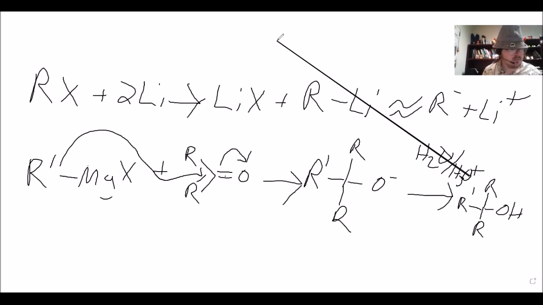So a ketone will form a tertiary alcohol, but we can do this with the aldehyde to form a secondary alcohol. We can do this with formaldehyde to form a primary alcohol. Depending on the R groups, formaldehyde has no R groups, so you could form a primary alcohol with that. So depending on the R groups and the H groups, we can form a tertiary, a secondary, or primary alcohol.